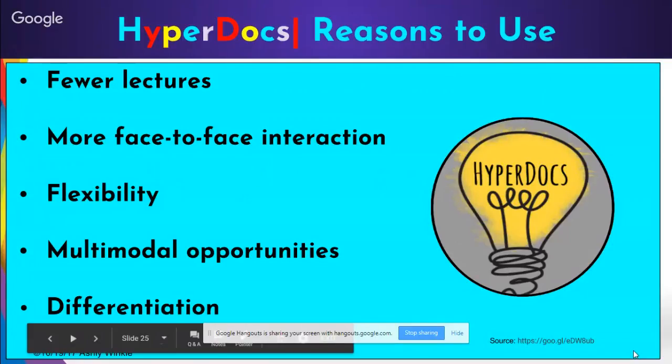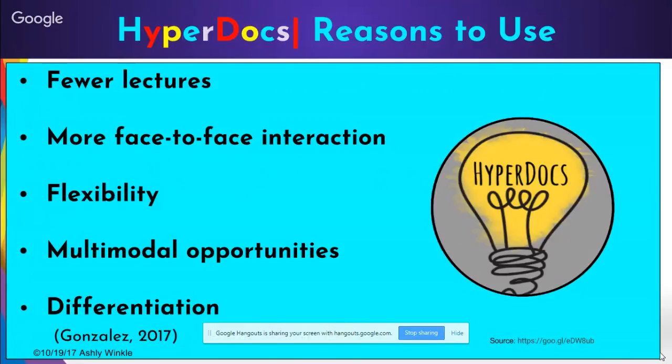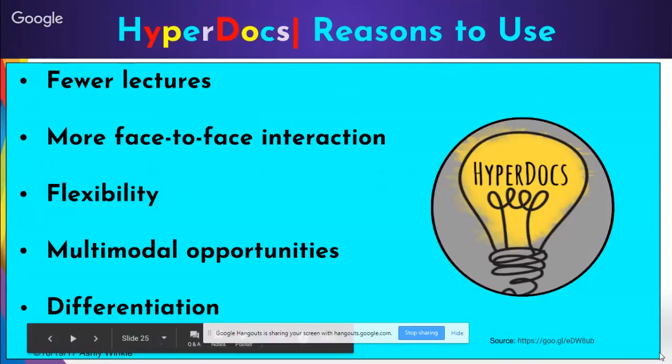So HyperDocs allows you the opportunity to sit with those students that really need the help while the other students are working. So you get to walk around and have face-to-face interaction with your students as they're working. A lot of flexibility, and this is great for substitutes too, I might add. As long as your students know how to use them, you can use them for when you have a substitute. Multimodal opportunities: you are experiencing a lot of different websites, a lot of different apps, and differentiation, of course. You definitely get to differentiate your instruction in ways that you can't with normal lessons.